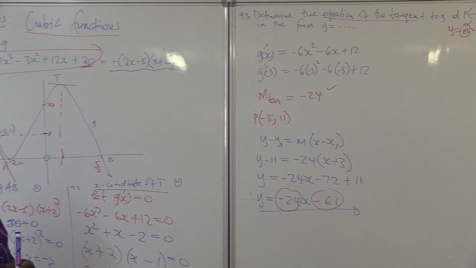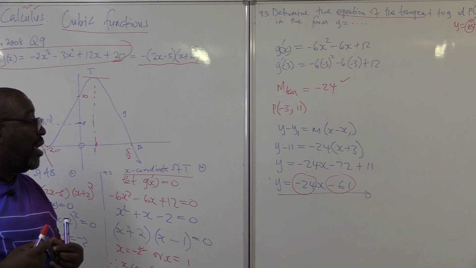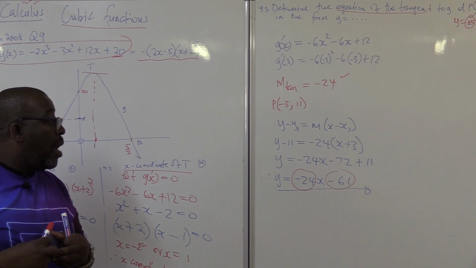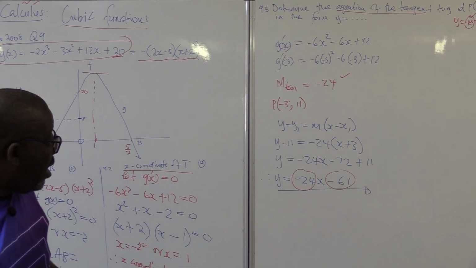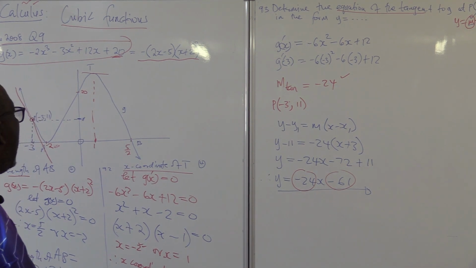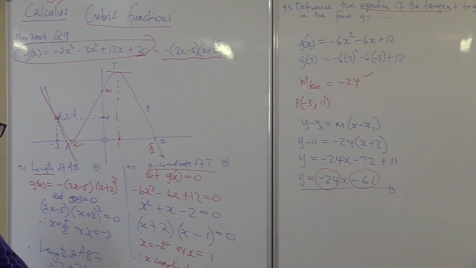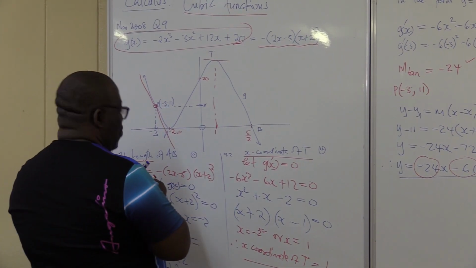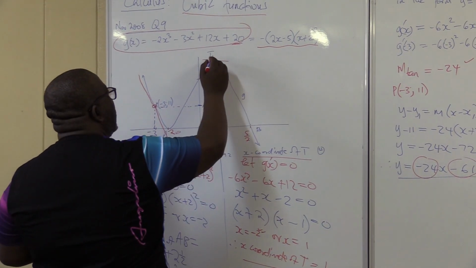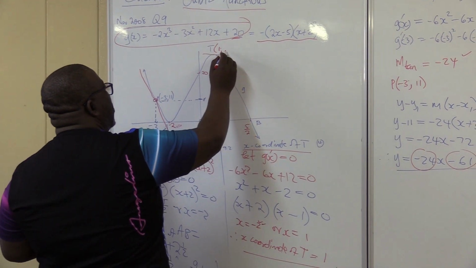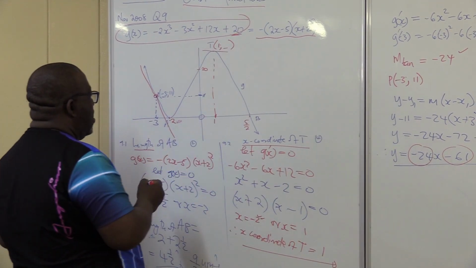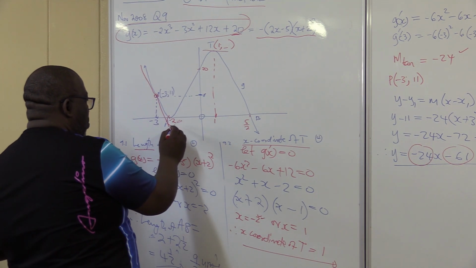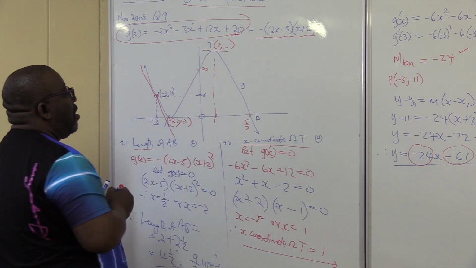So the equation of a tangent is y is equal to minus 24x plus 61. I want us to look at the next question here. Now, do we know the x-coordinate here? What did we find as x here? We found it as 1. We don't know the y-coordinate, right? It's fine. We find the x-coordinate to be 2 and y is 0 there.